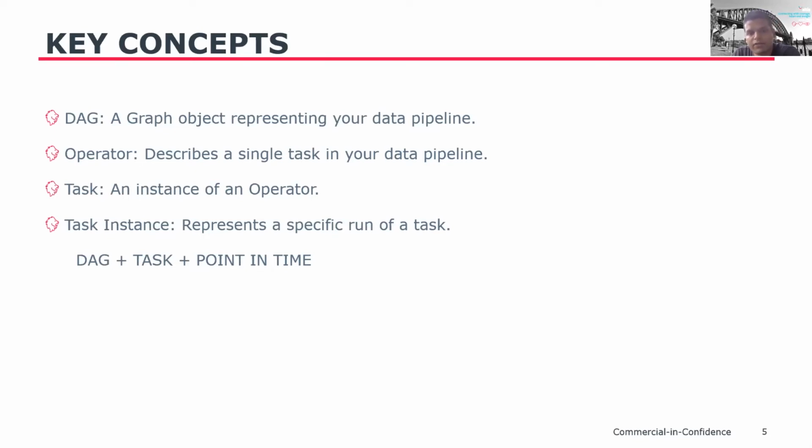An operator essentially defines the functionality of the task. This is the piece of code which is created as an interface between various external sources and APIs, and you can always extend these operators to provide additional functionality. Tasks are basically the instances of the operators, and a task instance represents a specific run of a task. So it can be defined as the DAG along with the task and the point in time, so the execution of that particular task.